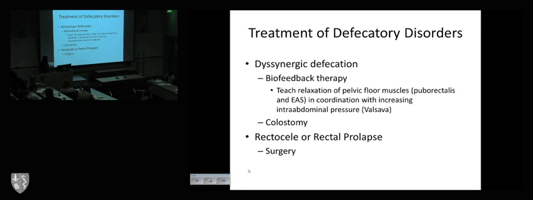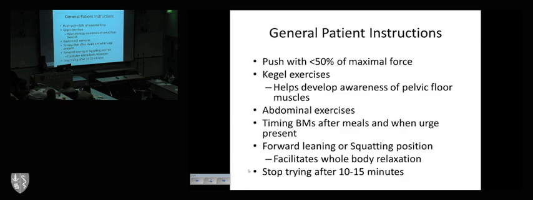And then if that fails, unfortunately, because the medications don't work, then you may need to talk about doing a colostomy for very severe cases. And then look for things like rectoceles or rectal prolapses, which are essentially weaknesses in the rectal wall where you can get stool trapping in there. But more commonly, we're dealing with the dyssynergic defecation.